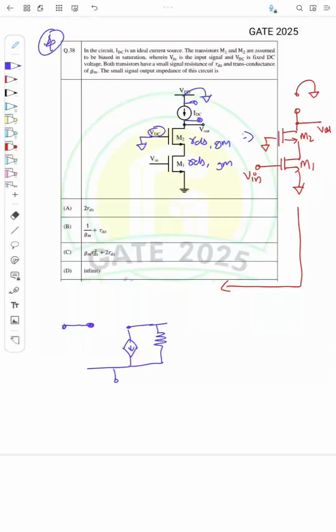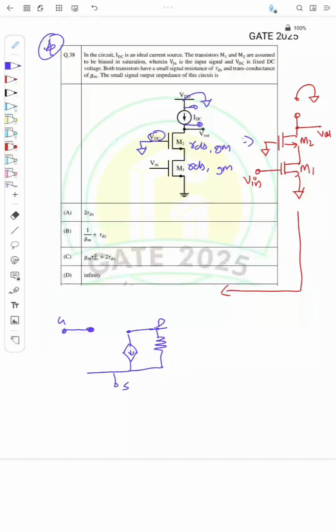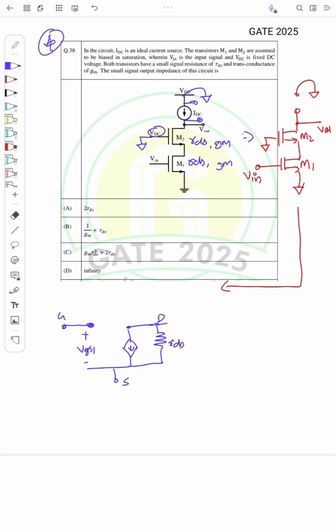Okay, so this is the gate terminal of M1, this is the drain terminal, this is the source terminal of M1, and this is the output resistance RDS. Let this be VGS1. And the GM is the same, right? So GM VGS1 is this current source. Let this be G1, D1, S1. Here at the gate we have the input signal Vin, right? Similarly I will draw the small signal equivalent of M2, with RDS. So this is gate 2, drain 2, and this is source 2.